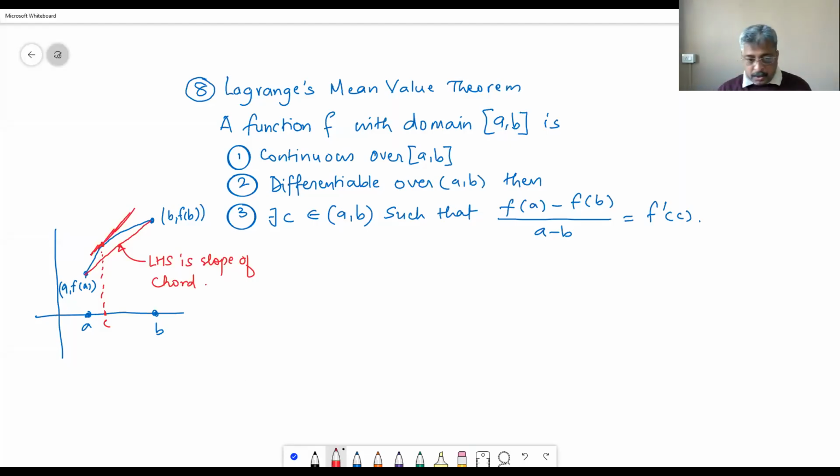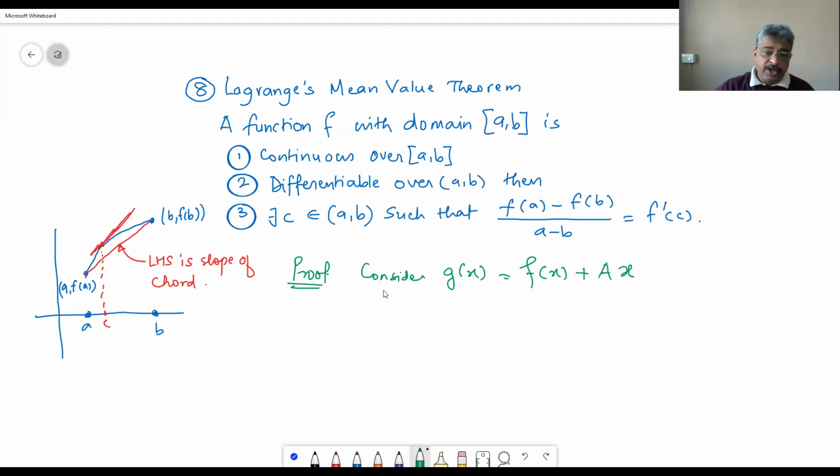Proof. Now consider g of x is equal to f of x plus capital A constant times x. Okay. Now I stop at this point. You consider this and proceed with your proof. Let me see if every one of you can complete it or not. This is a very important step, and you could get this step by backward calculation. But now I am giving it to you. You complete the proof.